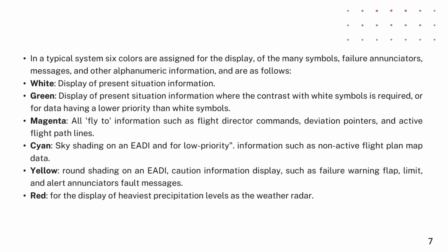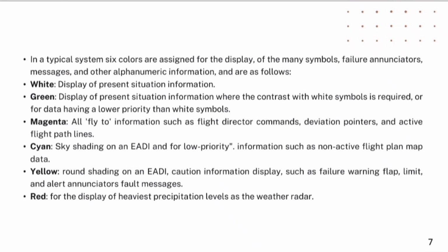In a typical system, six colors are assigned for the display of the many symbols, failure annunciators, messages, and other alphanumeric information, and are as follows. White, display of the present situation information. Green, display of the present situation information where contrast with white symbols is required, or for data having a lower priority than white symbols.